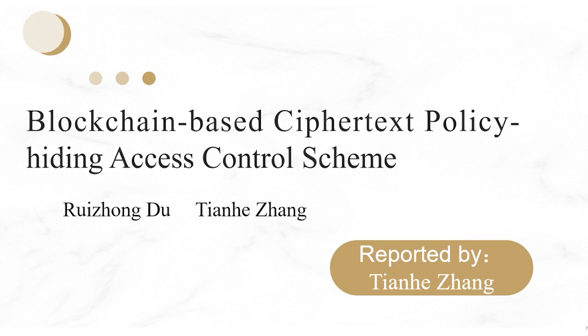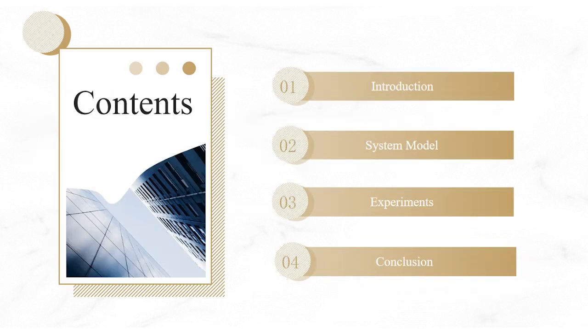Today, I would like to present my paper, Blockchain-Based Ciphertext Policy Hiding Access Control Scheme. I will use the following 4 parts to introduce: Introduction, System Model, Experiments, Conclusion.